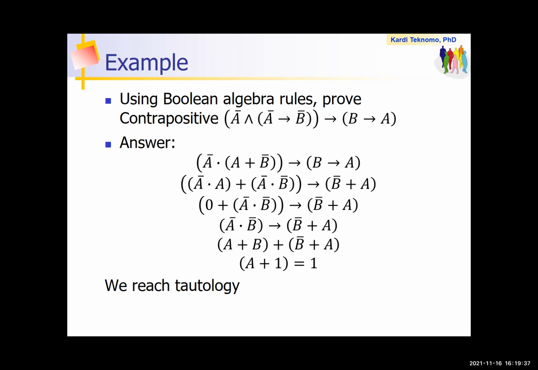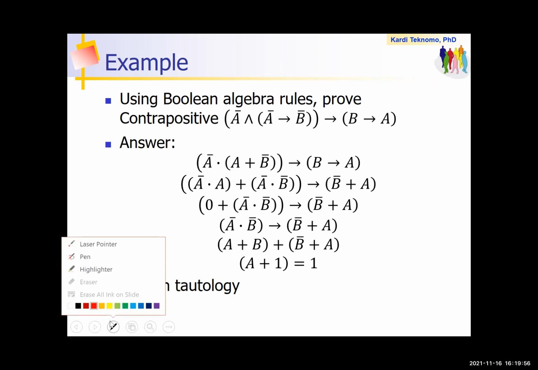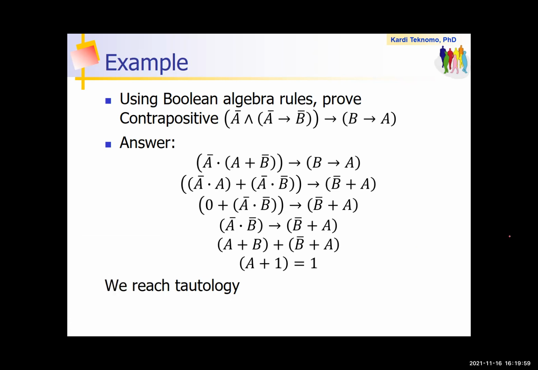Using Boolean algebra rules, prove that the contrapositive is true. So then I will look at this value. This is just a copy of that. So this is line, let's put it line 1, line 2, line 3, line 4, line 5, line 6. Line 1 is just copy.